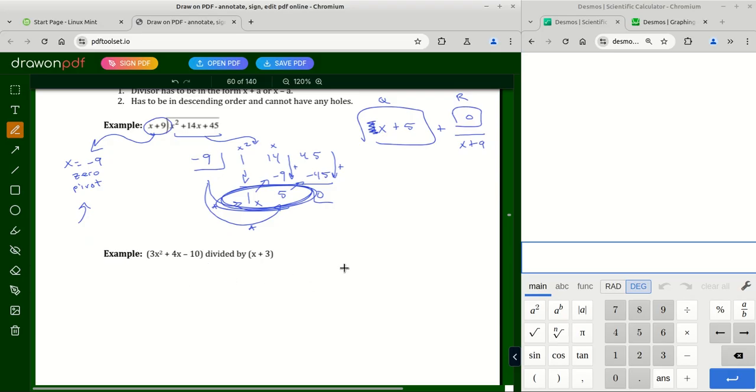So, okay, I want to do it again for this guy. Can I solve for x here? Okay. That was easy. Numbers. 3x squared, 4x minus 10. Negative 3 times the 3 is a negative 9. I'm going to add this column. Negative 9 plus 4 is a negative 5. Negative 3 times negative 5 is a positive 15. When I add these, I get a positive 5, and that's my remainder.